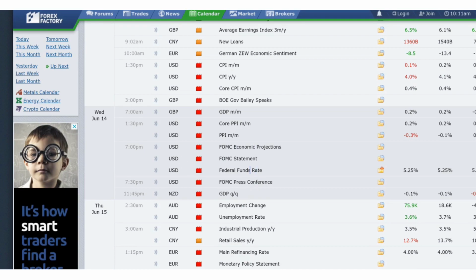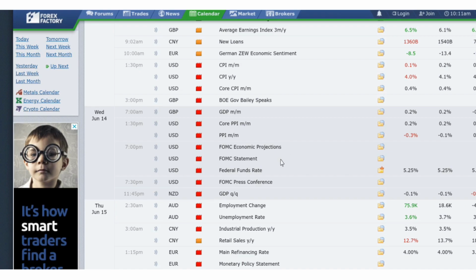And then following the FOMC, the federal funds rate statement, where they held the rate, it was a dovish statement, which even contributed to the US dollar pressure and made the US dollar weak last week.